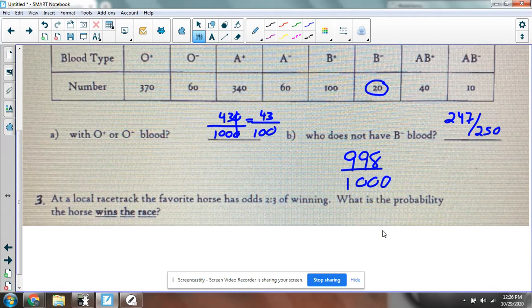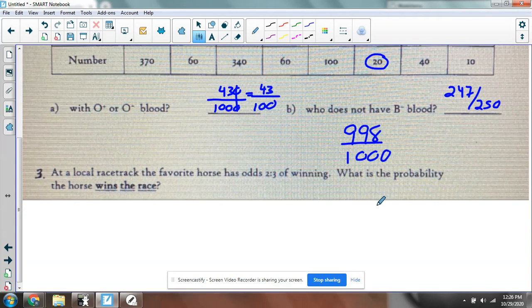Okay. All right. At a local racetrack, the favorite horse has odds 2 to 3 of winning. What is the probability the horse wins the race? That means for every 2 times he'll win the race, he'll lose the race 3 times. So that's going to be out of 5 times total, he's going to win the race twice. 2 out of 5 times.